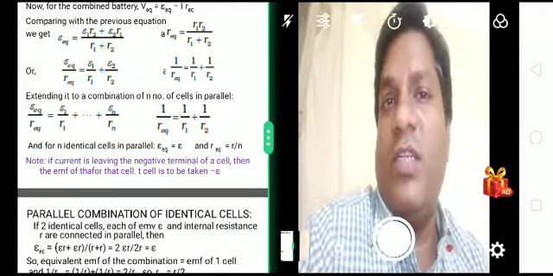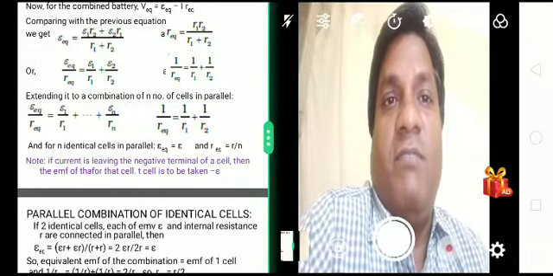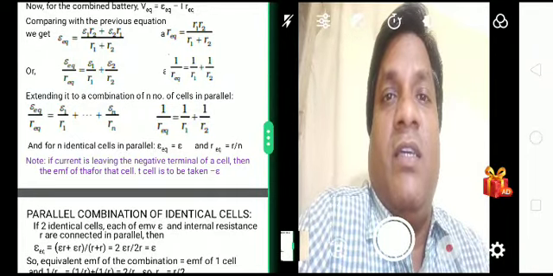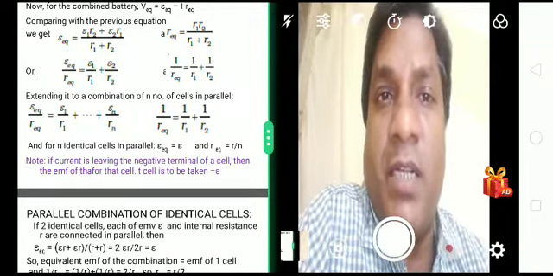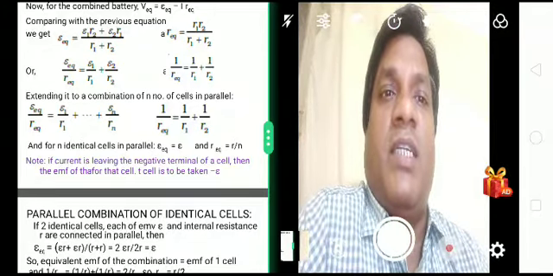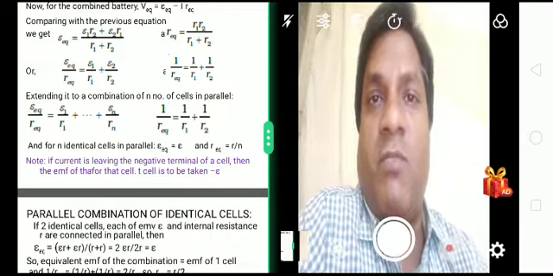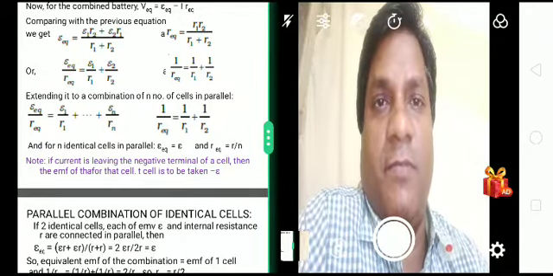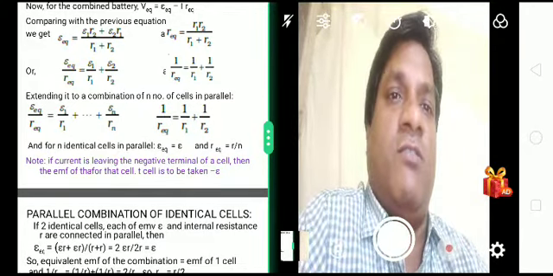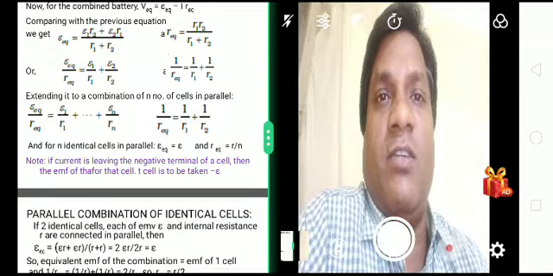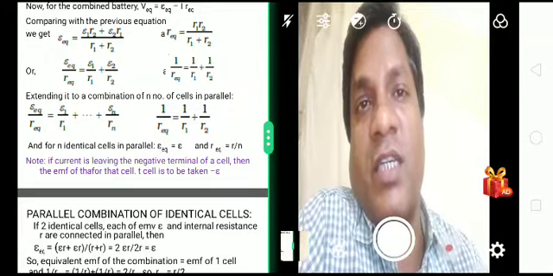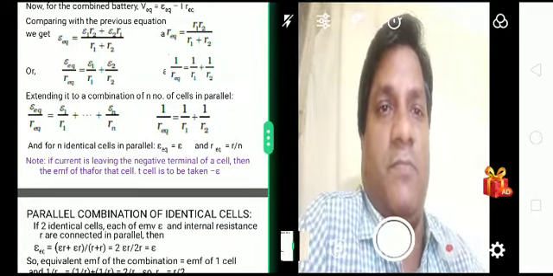You have to note here that if the current is leaving the negative terminal of a cell, then the EMF of that particular cell will be taken as minus E. So in the expression for the equivalent EMF, suppose the third cell is connected in reverse order, then the EMF of the third cell has to be taken as negative of E3.